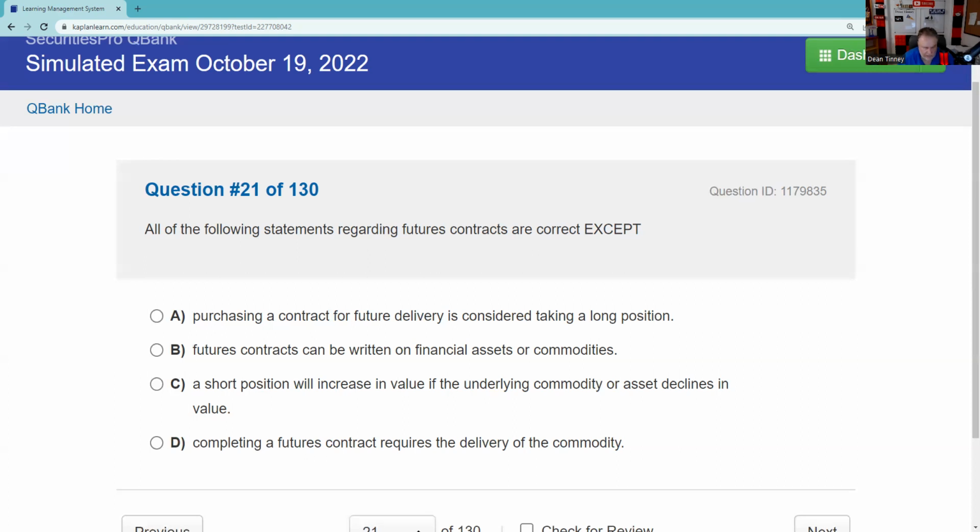That's true, just like any other short position. Completing the futures contract requires the delivery of the commodity. Now, you can close it out. You don't have to take delivery. You're going to get a couple questions on futures, and futures are derivatives like options. If you're using them to speculate, it's pretty simple. You go long if you think it's going up, and you go short if you think it's going down.